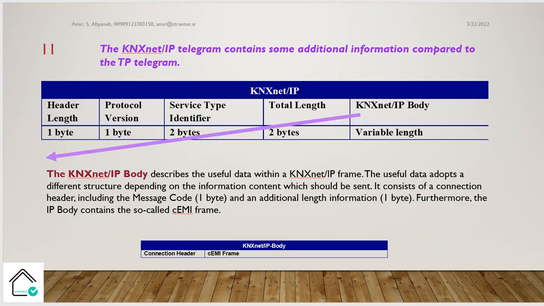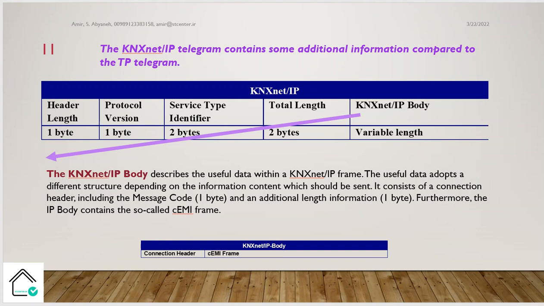And the last one is the KNX Net IP body. It describes the useful data within the KNX Net IP frame. The useful data adopts a different structure depending on the information content which should be sent. It consists of a connection header including the message code, 1 byte, and the additional length information, 1 byte. Furthermore, the IP body contains the so-called cEMI frame.